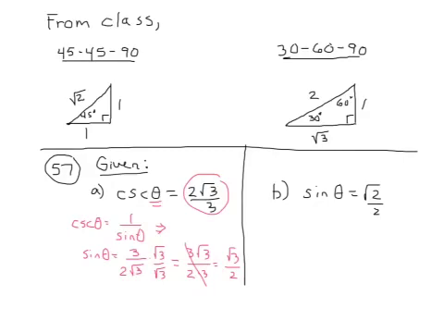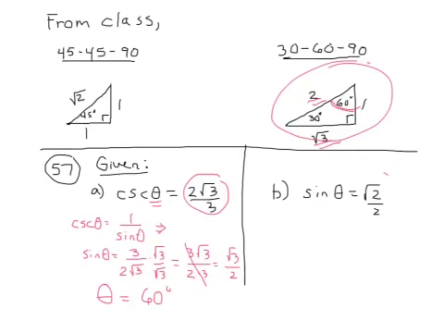Well, I know on a 30, 60, 90, sine is opposite over hypotenuse. In order to do opposite over hypotenuse and get square root of 3 over 2, I'd have to be going from the 60 to get opposite over hypotenuse. So that means theta is a 60-degree angle. Without a calculator, I can attack that. We do want to be in that habit.